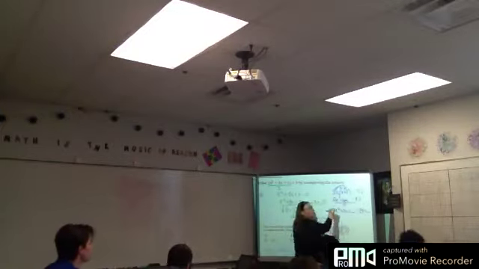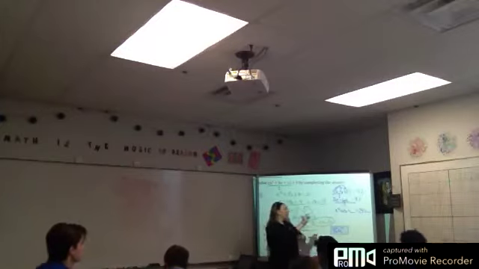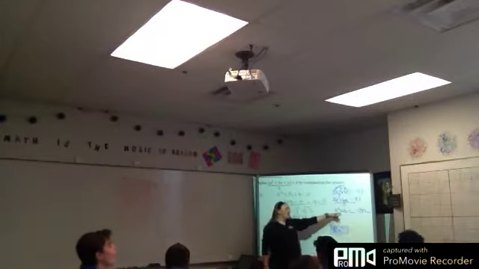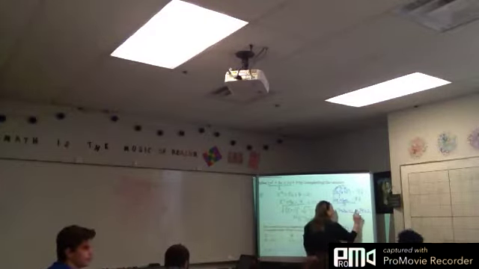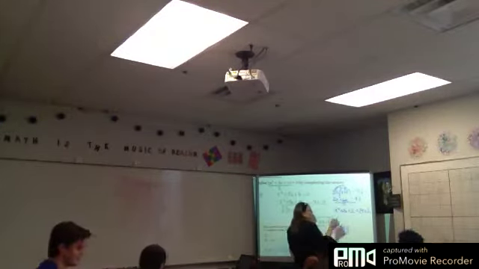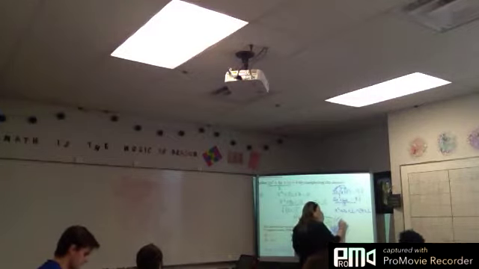3 goes into 7 twice, giving you a 6. 7 minus 6 is 1. Bring down the 2 is 12. 3 divided by 12 is 4. 24. Now, x squared plus 2x plus what? What is half of 2? 1. What is 1 squared? 1.